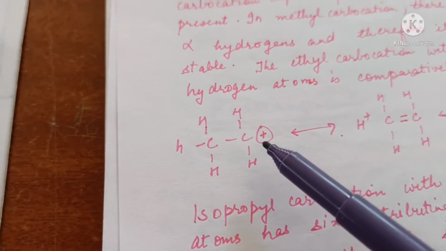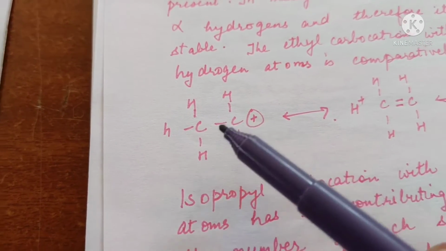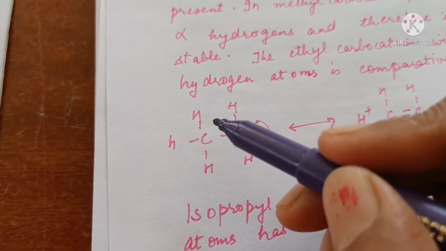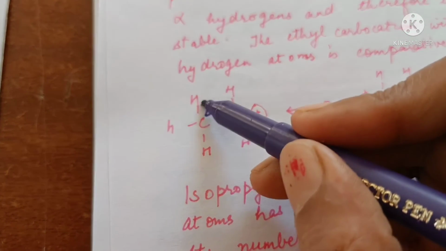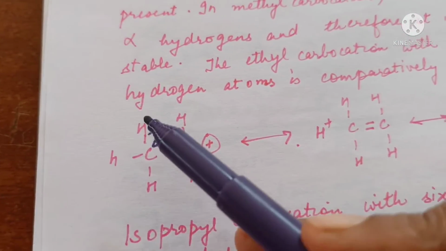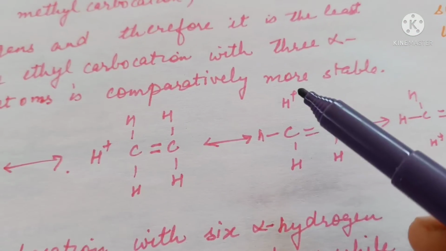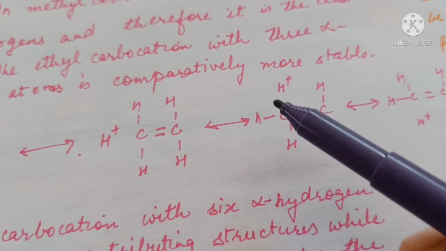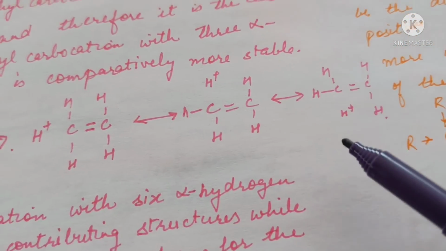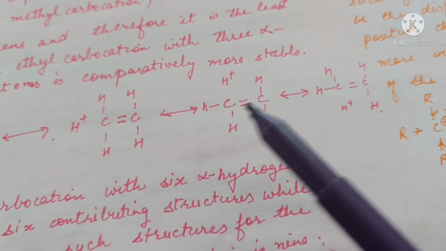hyperconjugation. In hyperconjugation, the carbon which is bearing positive charge will receive electrons from the sigma bond of the adjacent alpha carbon-hydrogen bond. So these electrons will move here. As a result, a double bond is formed here, whereas this hydrogen atom will have no electrons and a positive charge over here. And as there are 3 alpha hydrogen atoms, 3 such structures are possible. The more hyperconjugating structures, the more stable the carbocation will be.